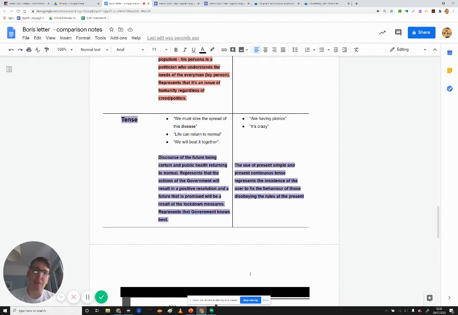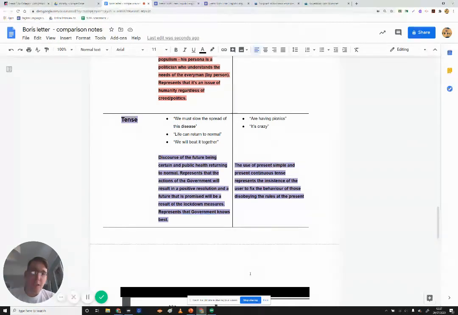You'll be able to see whether it's future or present. So in this example, we've got the use of future tense in the Boris letter. In 9 times out of 10, we've got an auxiliary verb, which is a modal verb. We must, we will, we can. And then you've got the infinitive straight after. So we must slow the spread of the disease. That's talking about the future.